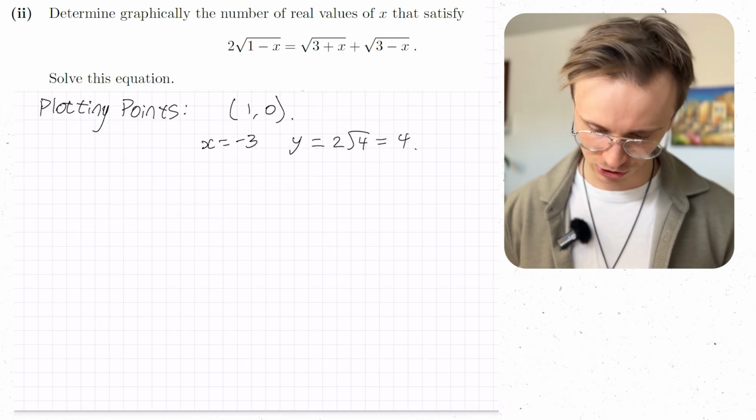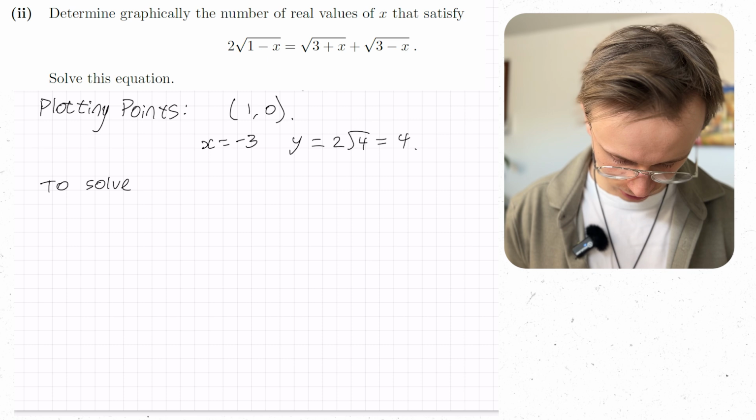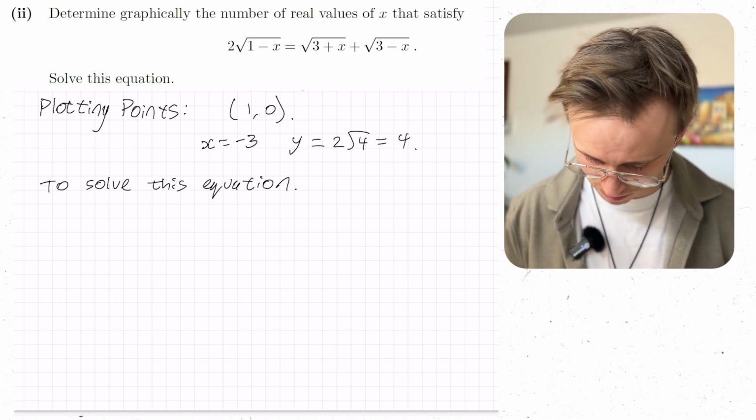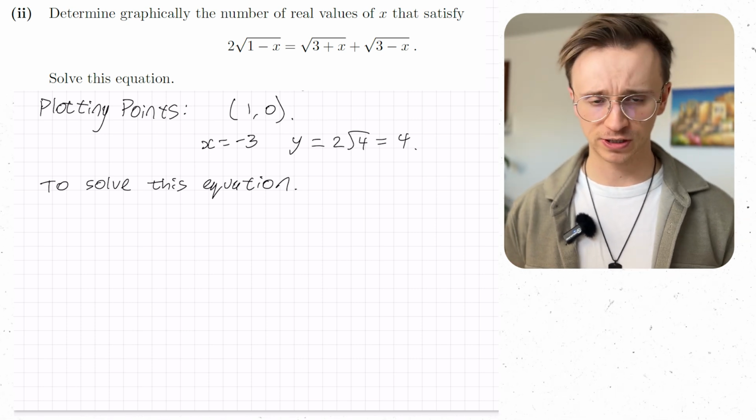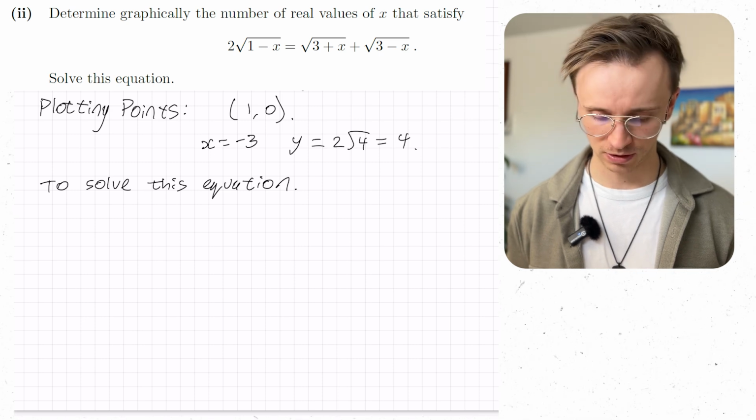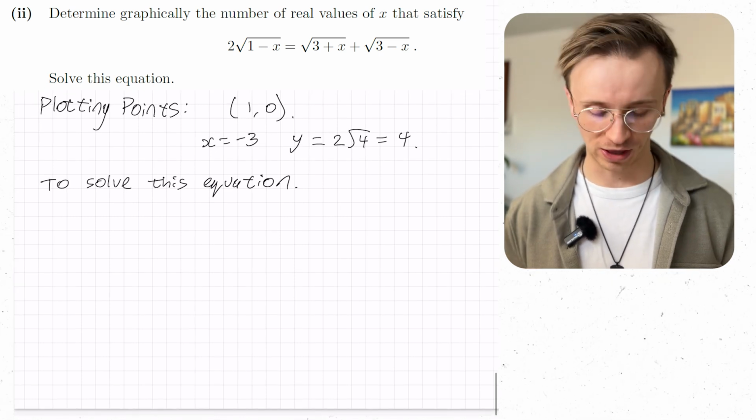Okay, so last but not least, I need to actually solve this equation. So to solve the equation, I need to be a bit careful because there's going to be a lot of modulus signs that are lost in this, especially when we're squaring. We're going to add additional solutions to it. So I just need to be careful. I know where my answer should lie, so I need to be double checking that at the end.